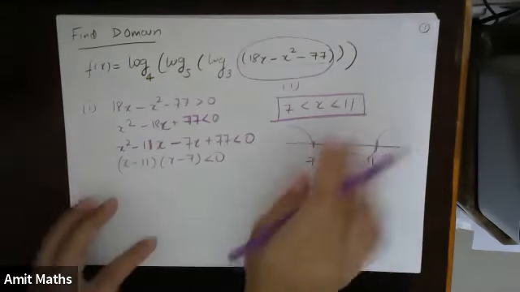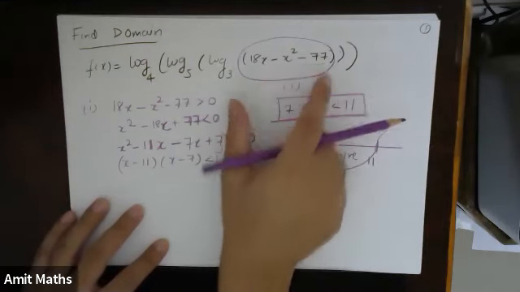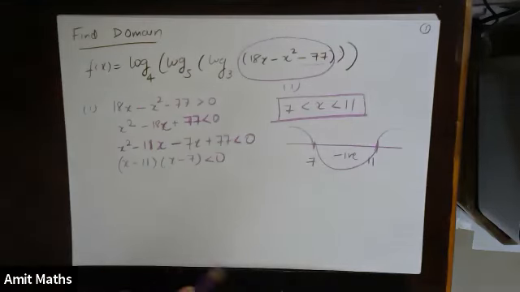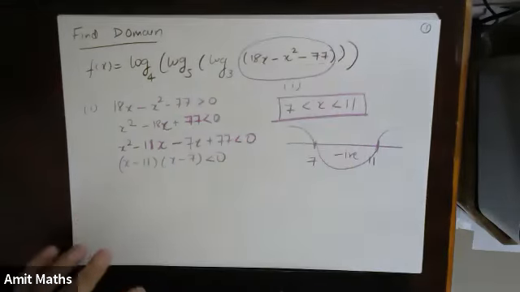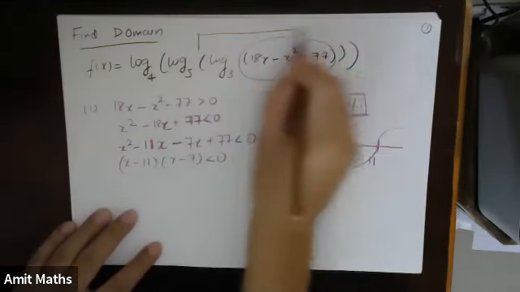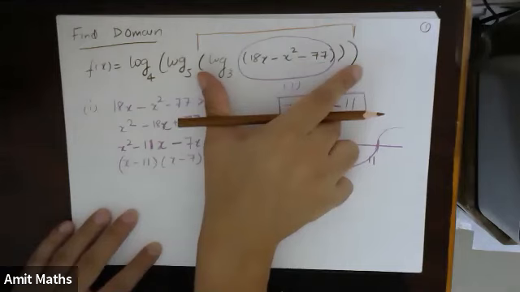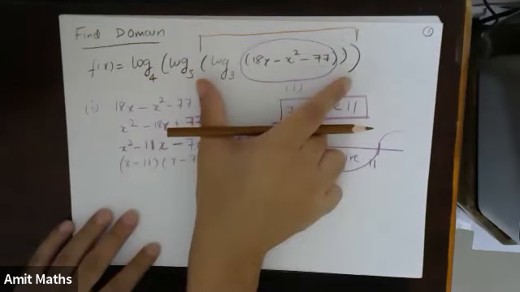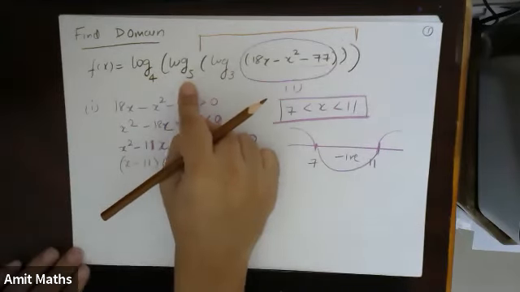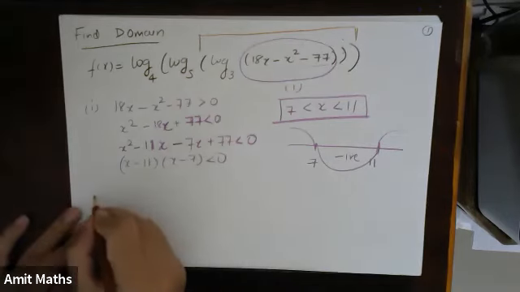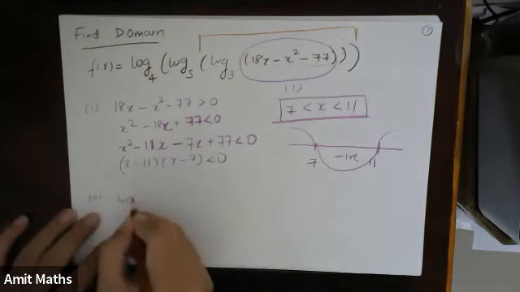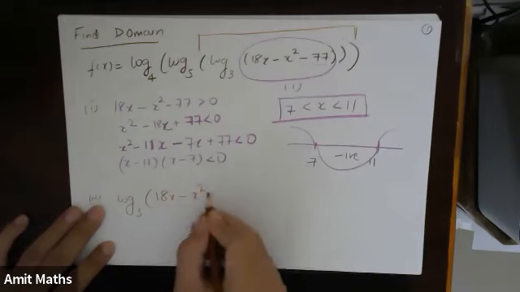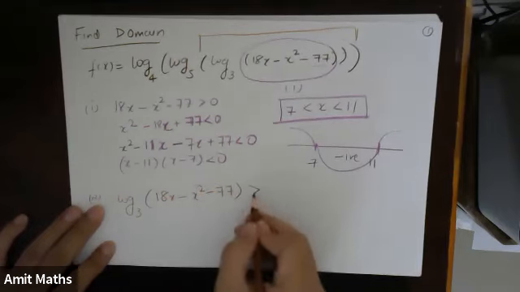Whatever answer we get, it should lie in between this. Now the second part: this whole thing, from here to here, has to be greater than 0, because it is inside the log base 5. So the second condition is that log base 3 of 18x minus x square minus 77 has to be greater than 0.